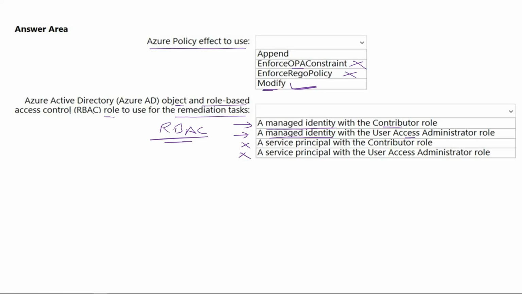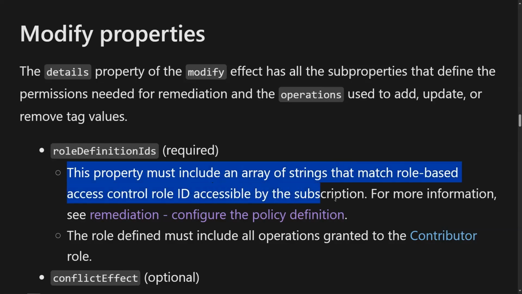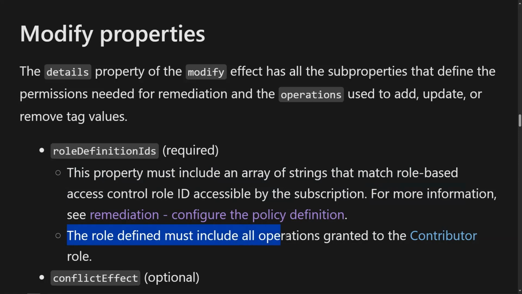Let's go back to learn.microsoft.com. Let's scroll down. Modify properties. The details property of the modify effect has all the sub properties that define the permissions needed for remediation and the operations used to add, update or remove tag values. The first point of role definition IDs is that this property must include an array of strings that match the role-based access control role ID accessible by the subscription. Second point for role definition IDs is that role defined must include all operations granted to the contributor role. So we should have the contributor role assigned to a managed identity.